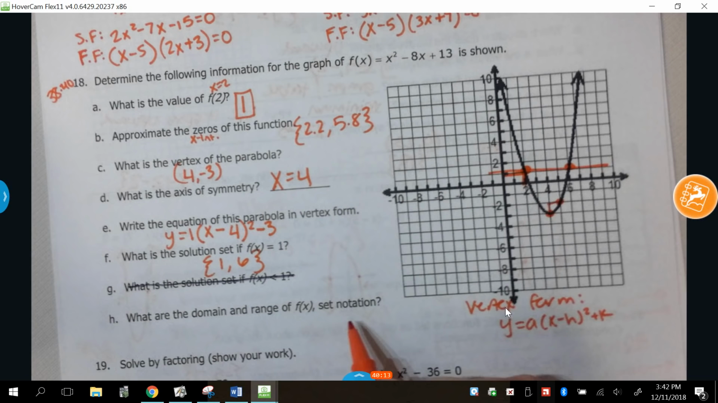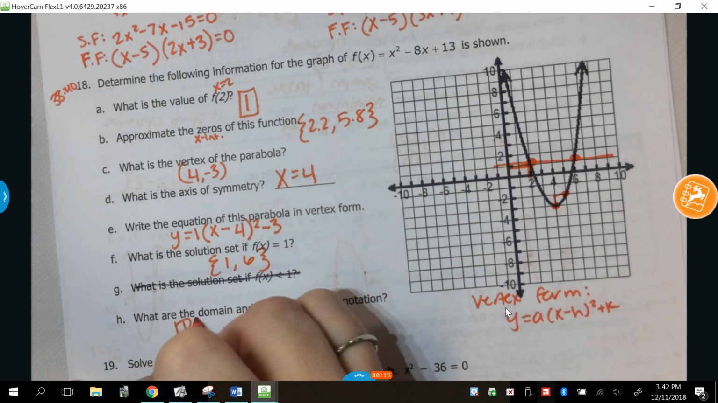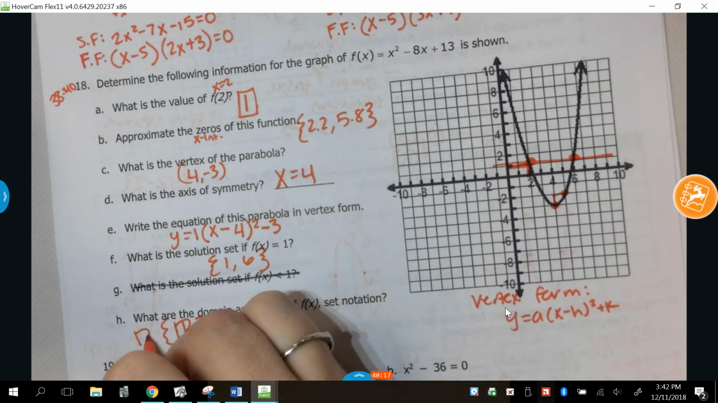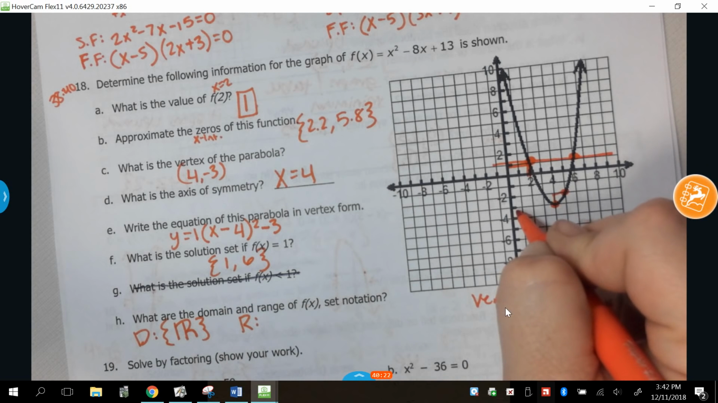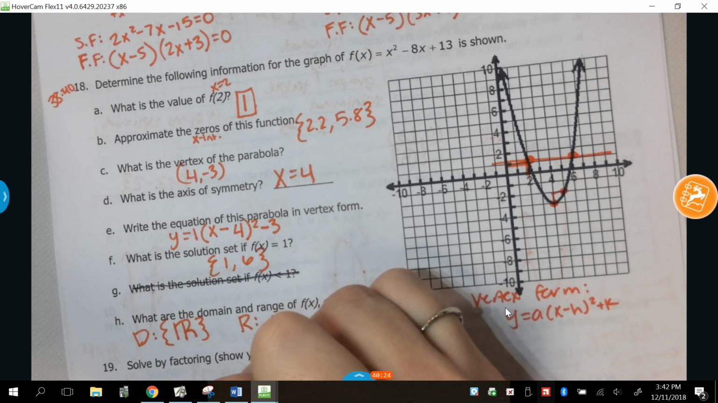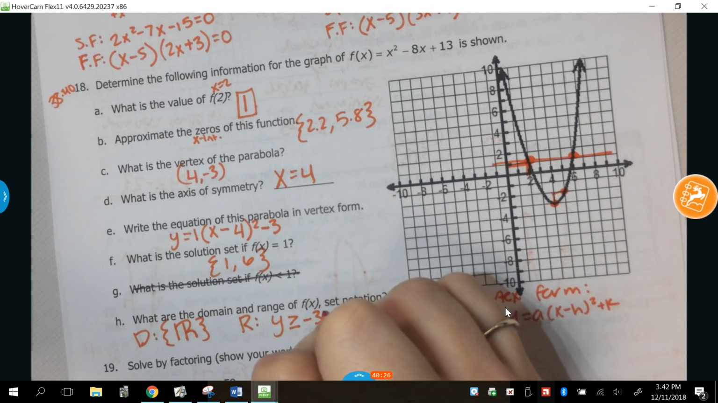What is the domain and range in set notation? It's all real numbers because it's going to get wider forever for our domain. And range is everything greater than -3. So y is greater than or equal to -3.